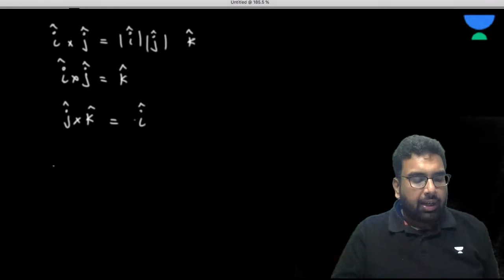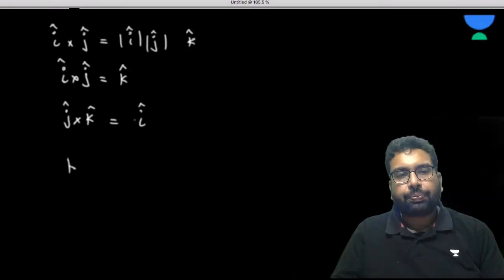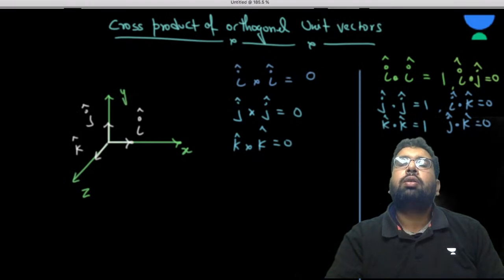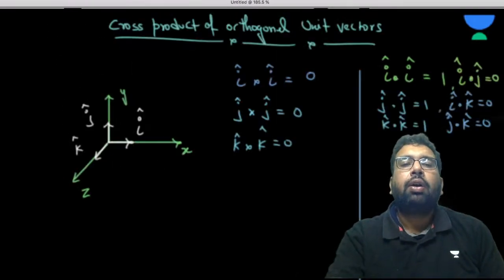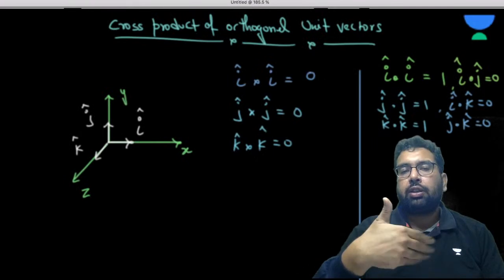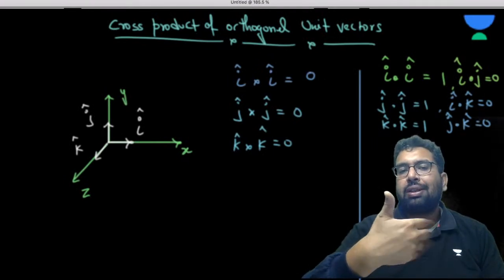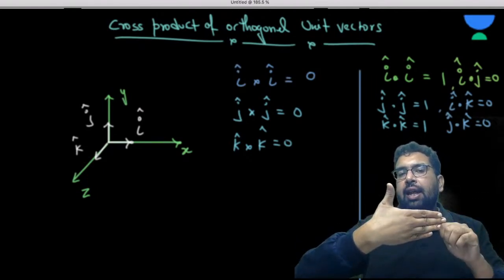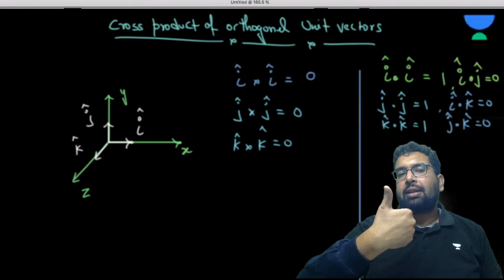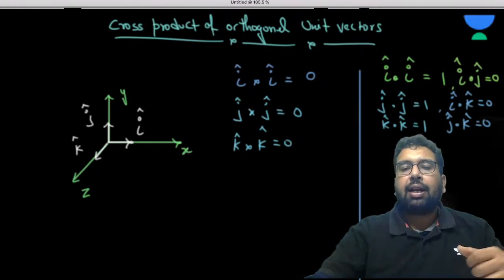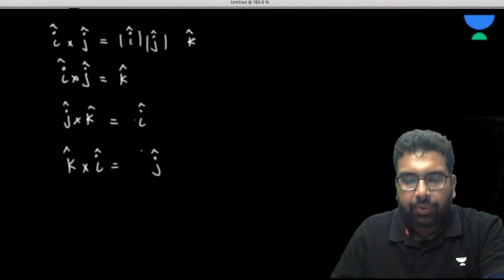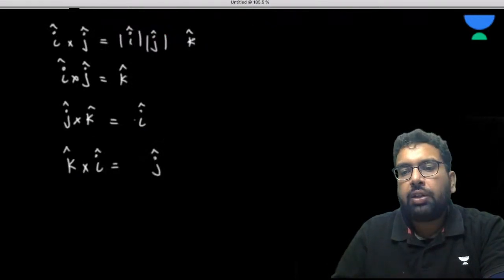Okay, now similarly, if I write K cap cross I cap, definitely it is going to be J cap. Positive or negative we can check by the right hand thumb rule. So now this is your K and you want to shift towards X. So you must be placing your fingers like this. This is K, and you want to shift towards X. So this is going to be your vector direction. So basically it is going to be positive J. Understood?